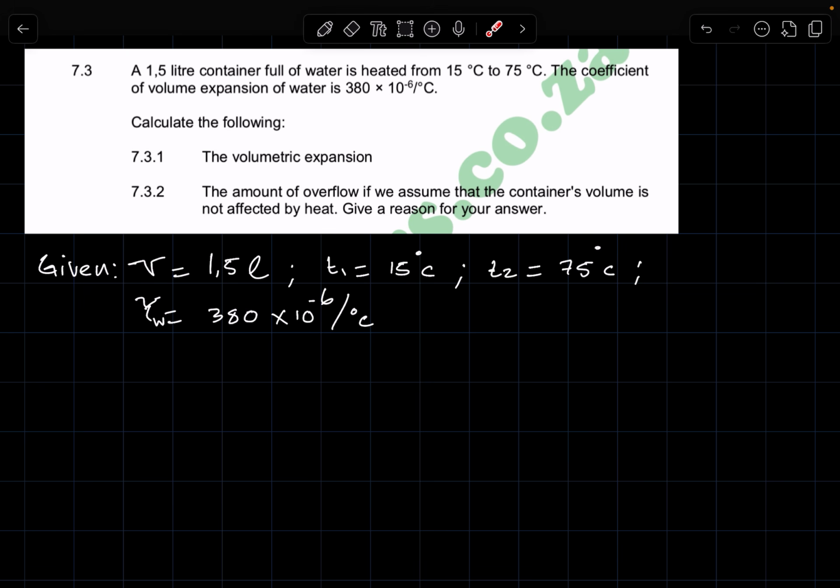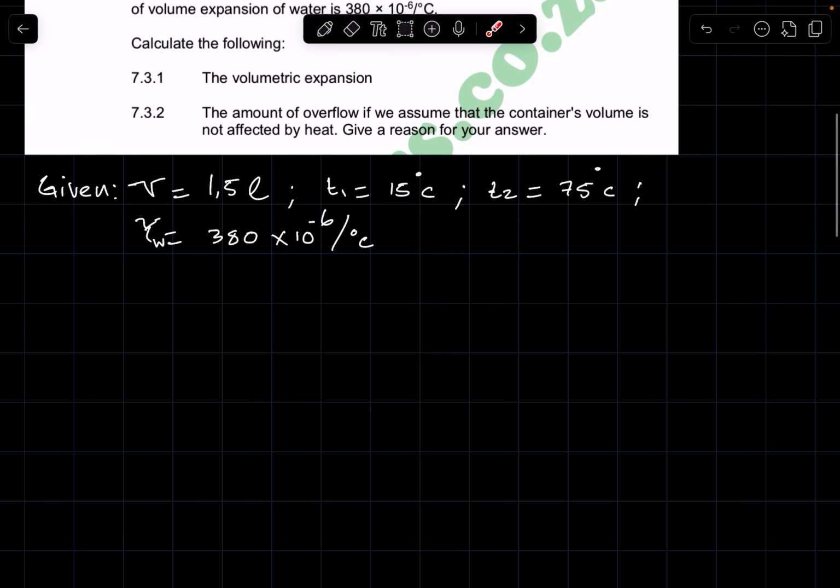Take note, the gamma, the coefficient of volume expansion of water, has been given. If it wasn't given, you would then go to your table of constants at the back of your question paper, just before the formula sheet, and you would look for the linear coefficient of expansion of water, and then remember that gamma is equal to 3 times the linear coefficient of expansion. But because the gamma has been given here, we are going to use it exactly as it is.